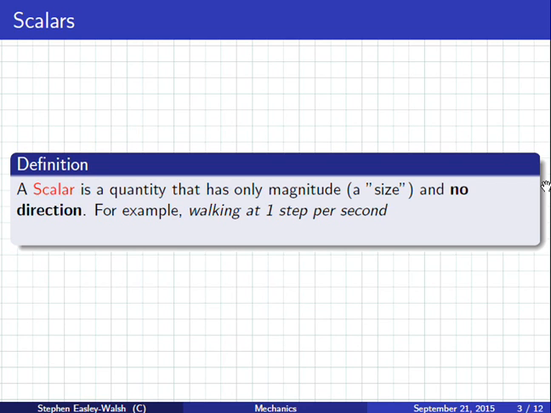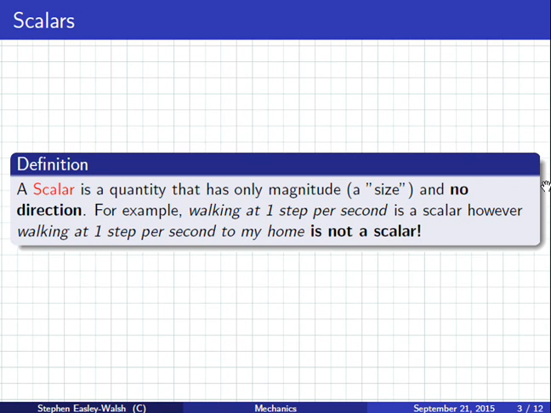For example, walking at 1 step per second is a scalar. However, walking at 1 step per second to my home is not a scalar. Now, why is the second example not a scalar? What's so different about the first and second example? Yeah? The second one has a direction.